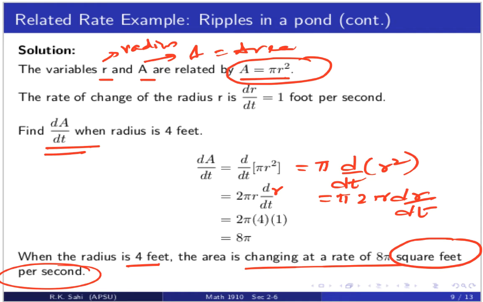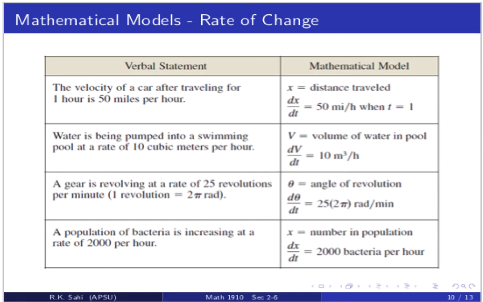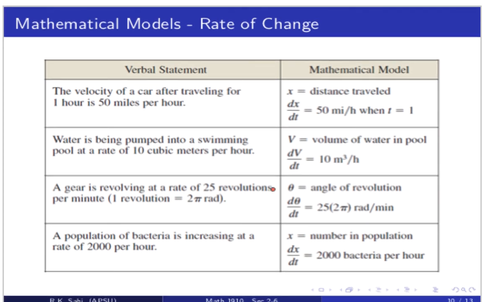Okay, the next slide talks about some mathematical models and rates of change in them. So let's look at some verbal statements and how we write a mathematical model for them. If the velocity of a car after traveling for 1 hour is 50 miles per hour, remember, velocity is the rate of change of distance with respect to time. So if x, or I wrote s, is the distance traveled, then dx over dt is 50 miles per hour, the rate of change of the distance.